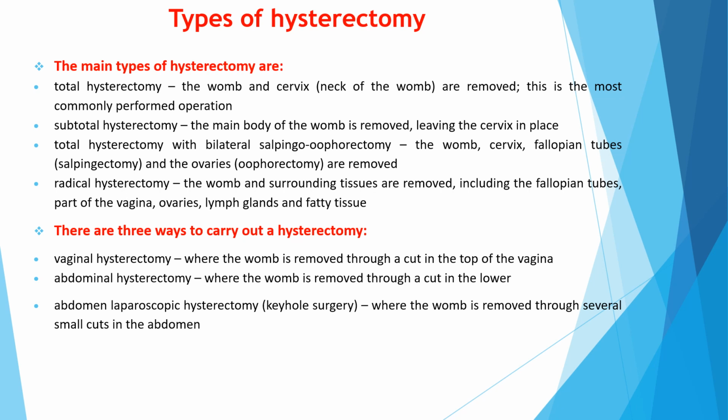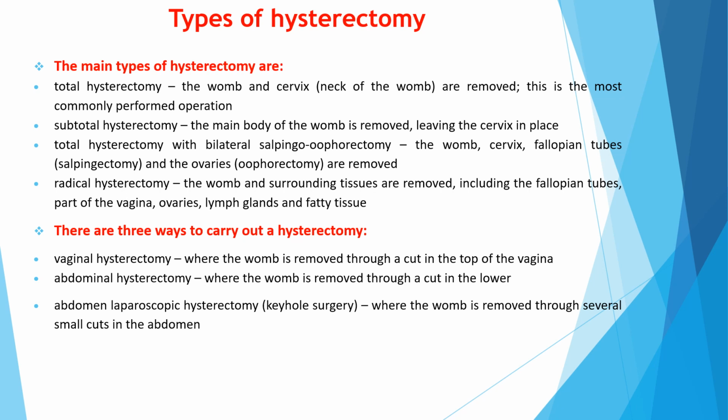Type of hysterectomy. The main types of hysterectomy are, شنو هي التايب of hysterectomy؟ عندنا تقريبا 4 أنواع. Total hysterectomy, واللي هي the womb and the cervix are removed, is the most commonly performed operation. هي تشيل السيرفكس يعني تشيل عنق الرحم مع الرحم هي the total hysterectomy. Subtotal hysterectomy, the main body of the womb is removed, leaving the cervix in place. بس تشيل ال main body of the womb اللي هو ال uterine.